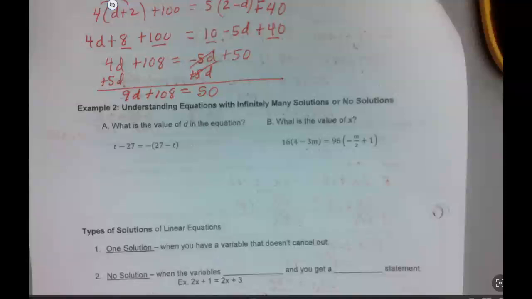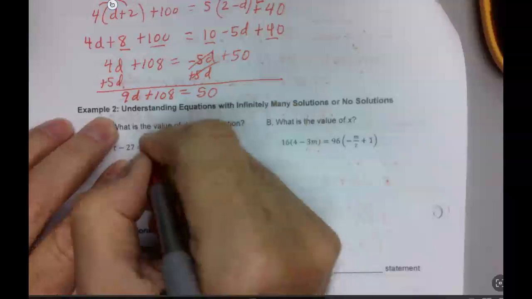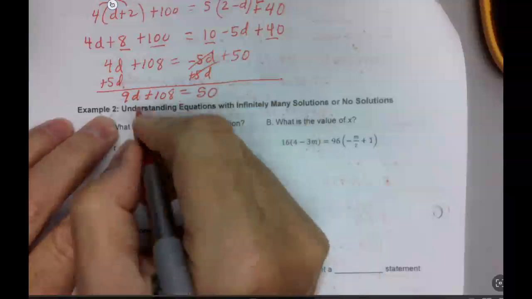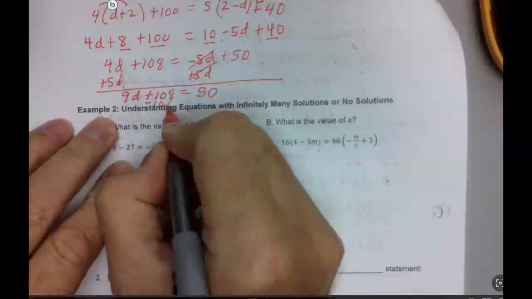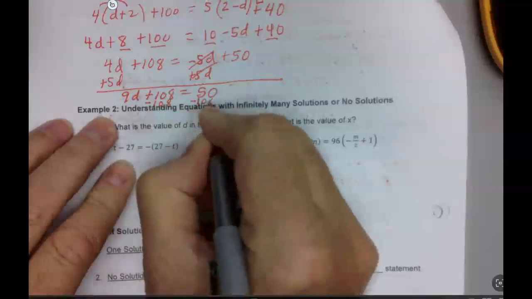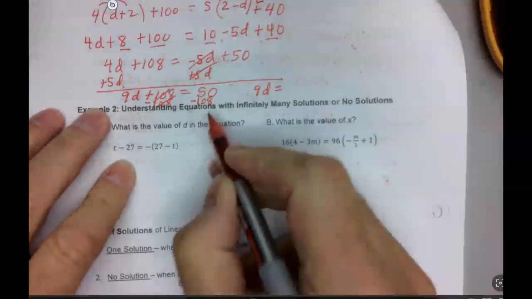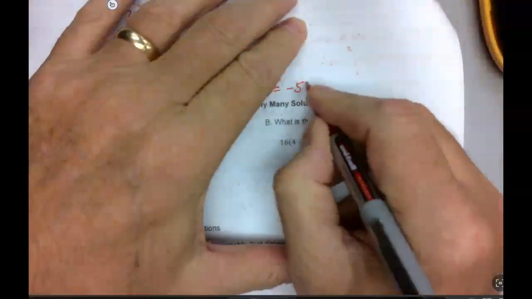Everybody see where I'm at? Now I need to do what to the 108? How do I get, Liam, how do I get 108 to the other side? Subtract, because it's a plus. Very good. You learned something today, didn't you? Nice job. So that gives me 9D equals, those cancel. What's 50 minus 108? Negative 58. Thank you.